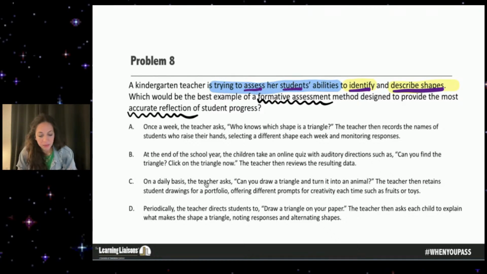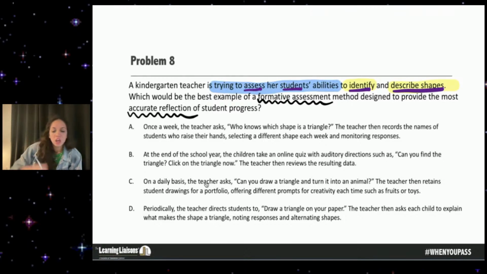C: On a daily basis, the teacher asks, can you draw a triangle and turn it into an animal? The teacher then retains student drawings for a portfolio, offering different prompts for creativity each time, such as fruits or toys. So, can you draw a triangle and turn it into a fruit? Can you draw a triangle and turn it into a toy? Or D: Periodically, the teacher directs students to draw a triangle on their paper. Then the teacher asks each child to explain what makes the shape a triangle, noting the responses and the alternating shapes.